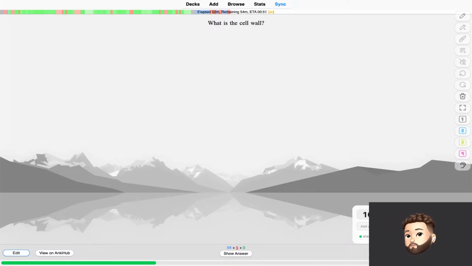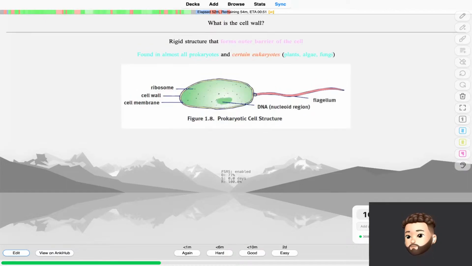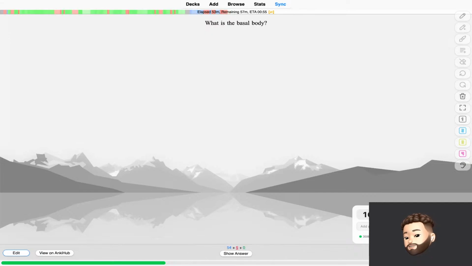It's the rigid structure forming the outer barrier of a cell. It's found in almost all prokaryotes and in some eukaryotes, like plants. Oh wow, that was actually correct. I feel like the definition applies to so many things that it's not even specific.